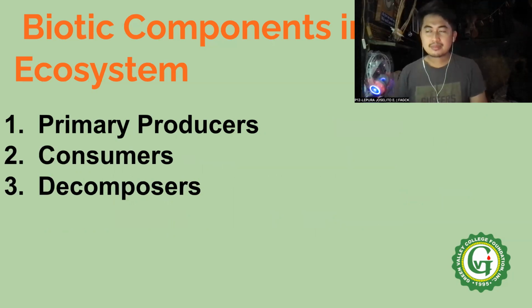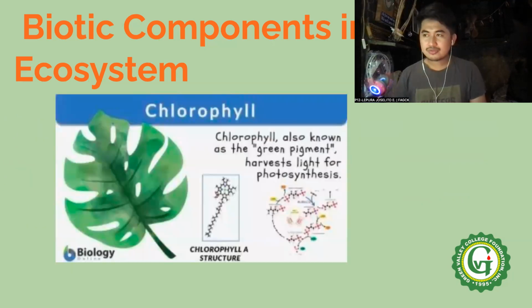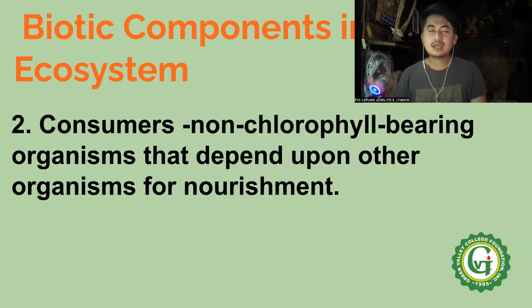Now, again, for primary producers, your very important process here is your photosynthesis. Your chlorophyll serves as the green pigment, and they harvest light for photosynthesis. Now, in this diagram, you can see solar energy being absorbed through chlorophyll, plus the addition of your carbon dioxide and 6 molecules of your water, giving you the process photosynthesis and giving you the byproduct of glucose, starch, or sugar plus your oxygen, or your 6 molecules of oxygen. For your consumers, they are non-chlorophyll bearing organisms, kaya nga sila nagko-consume lang because they don't have chlorophyll.